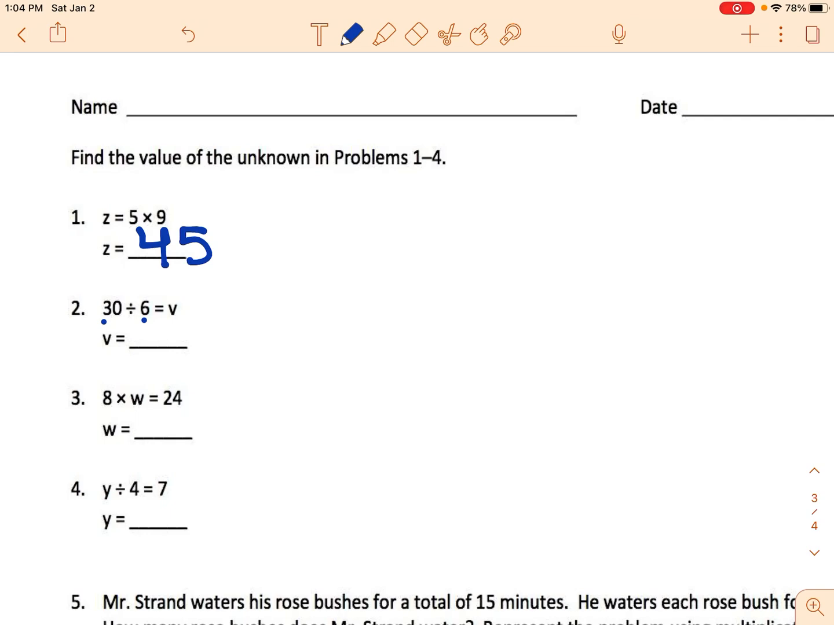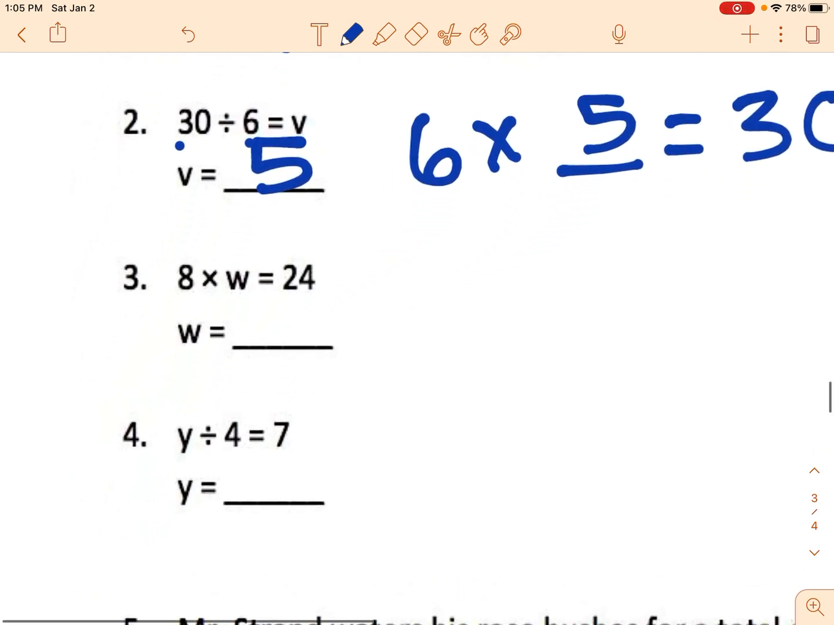Well, let's see. I'm going to think about what times 6 equals 30. And I know my 5 facts, so I know 6 times 5 equals 30, which means 30 divided by 6 is 5. If you did not, you could draw an array out, or you could draw groups to figure that out. Feel free to draw pictures.